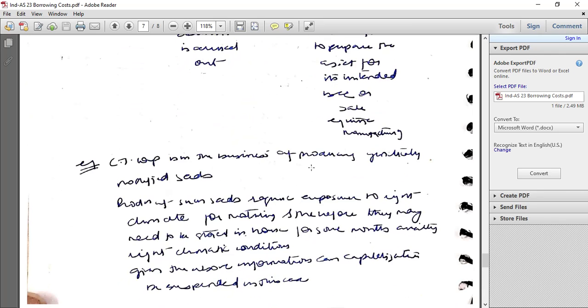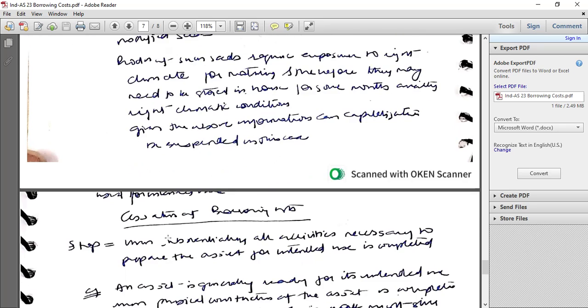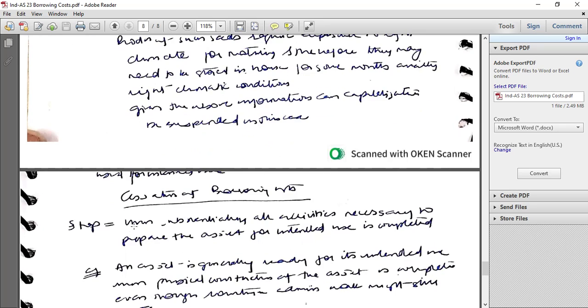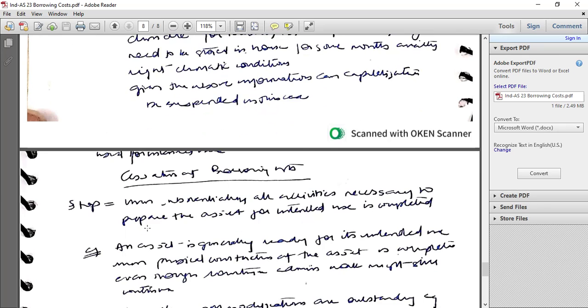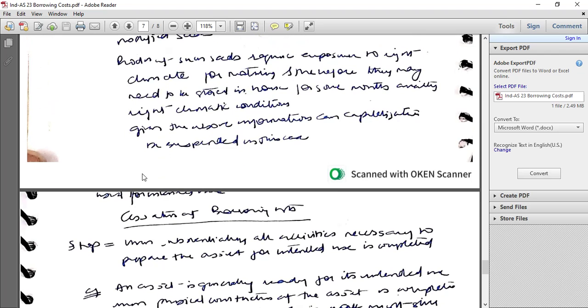CT Corp is producing genetically modified seed. Production of such seeds requires exposure to the right climate, and therefore there has to be a wait time for the right climatic conditions. In this case, there would not be cessation of borrowing costs, since the temporary delay is a part of getting the asset ready for its intended use.